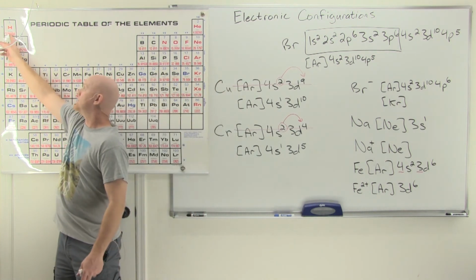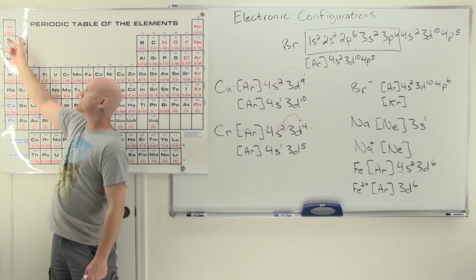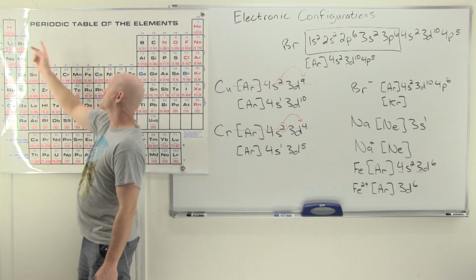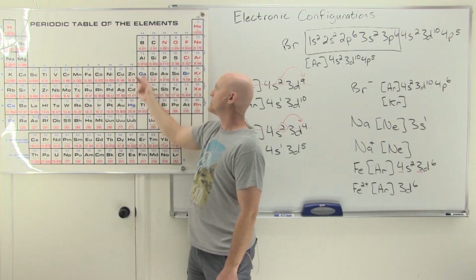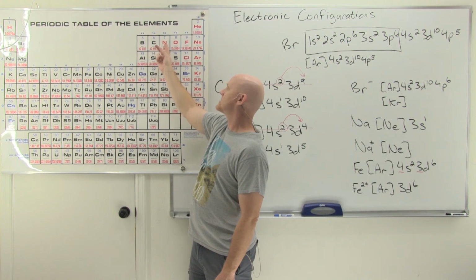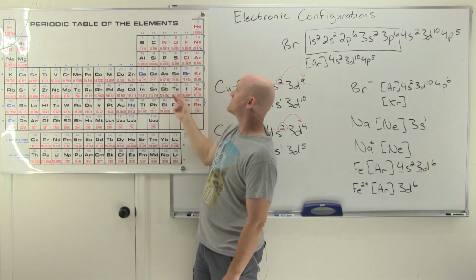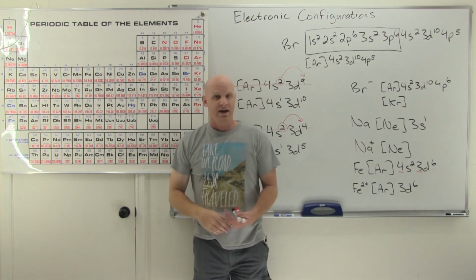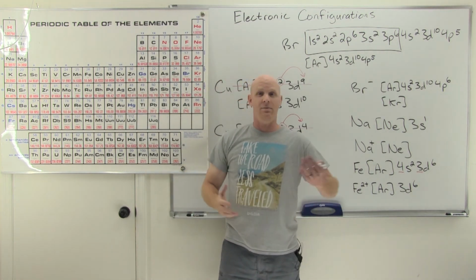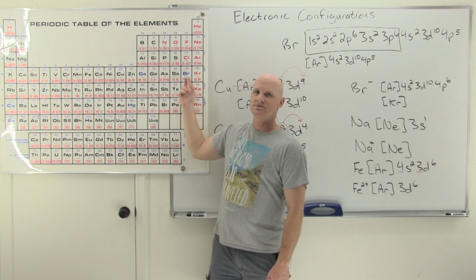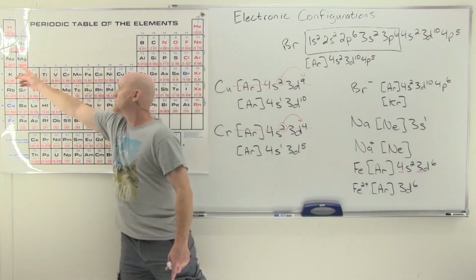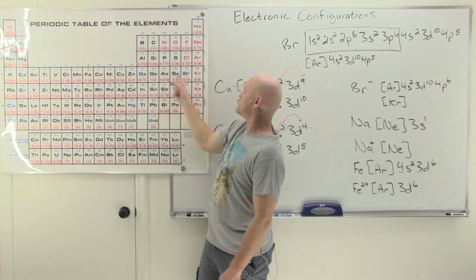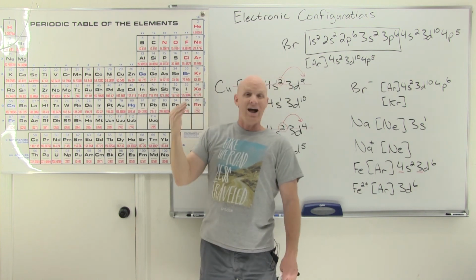So the alkali metals have 1 valence electron. The alkaline earth metals have 2 valence electrons. Boron's column, 3 valence electrons. Carbon, 4. Nitrogen's column, 5 valence electrons. Oxygen's column, 6. The halogens, 7. And the noble gases, 8 valence electrons. And for those, that's great. So if I said, how many valence electrons does bromine have? You'd be like, 7. It's a halogen. 1, 2, 3, 4, 5, 6, 7. And that's the way it works.